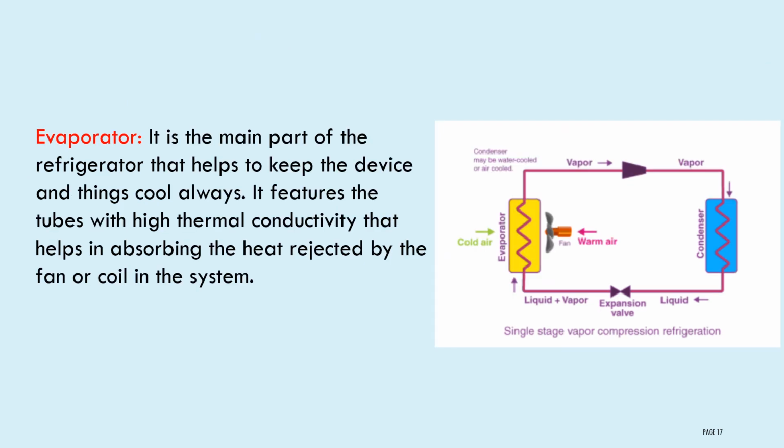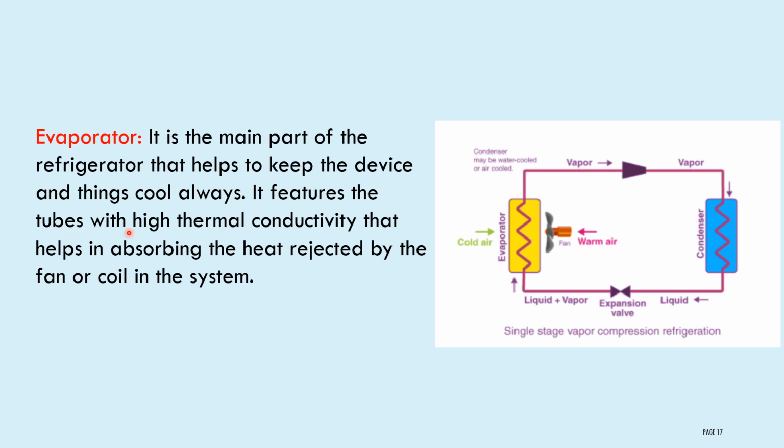Let us discuss the components of a refrigerator. This diagram represents single stage vapor compression refrigeration. First one is the evaporator. It is the main part of the refrigerator that helps to keep the device and things cool always. The evaporator will make the refrigerator always cool. Whatever food items or other things you keep in the refrigerator, it maintains at proper temperature, otherwise it will make it cool.